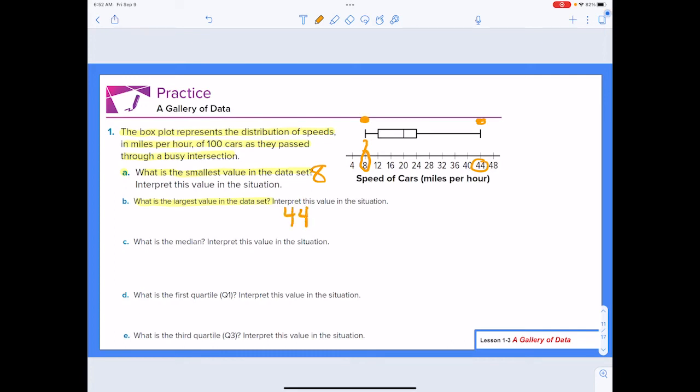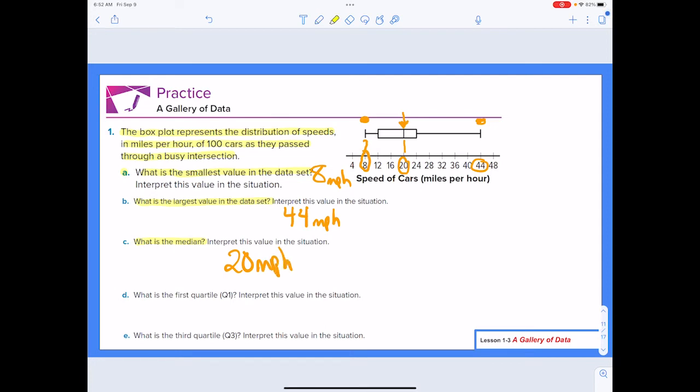So in terms of interpreting this value, we can say that one car, the slowest car, passed at 8 miles per hour, and the fastest car was going at 44 miles per hour. Hopefully they weren't going to be bumping into each other. What is the median? Well, the median is going to be the middle number, which we find by looking at where that line is at. That's our median. And in this case here, our median is down here at 20. So that's going to be 20 miles per hour.